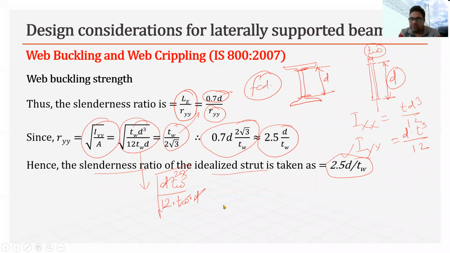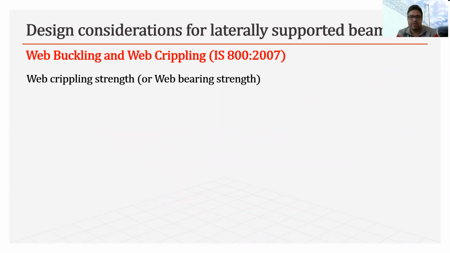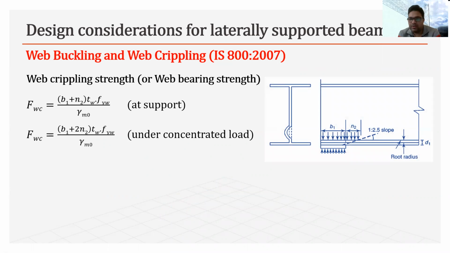So now we will find out the web crippling strength. How do we find out web crippling strength? Again, we need to see that web crippling occurs just below the load or above the reaction. So based on that, load dispersion is again a criterion. In the previous case of web buckling strength, we assumed that load will be dispersed at 45 degrees, and here we assume that the load is dispersing at this slope, 1 is to 2.5.